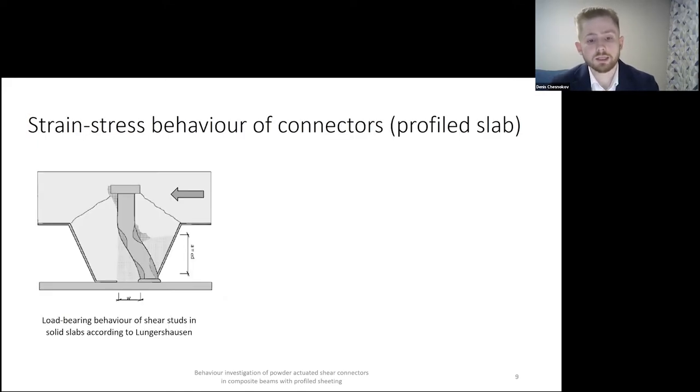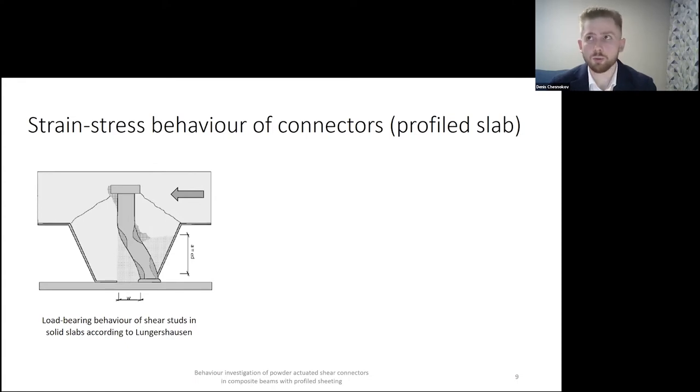It's a standard scheme that is applied by many different national code systems. When we face the same connector in a profiled slab, where we have steel decking as formwork, the situation is more complicated than we saw in the solid slab. We have the same shear force, and as in the previous case, it acts on the base of the connector on the concrete in this zone and crushes it, and because there is less volume of concrete, it crushes faster. Then we usually see the situation when the head of the stud is anchored by concrete that suffers from less force.